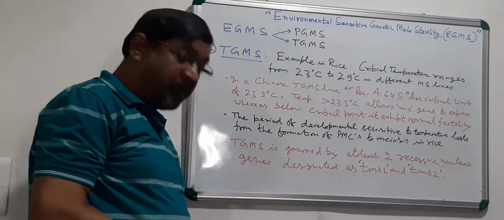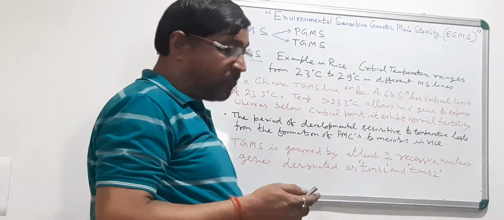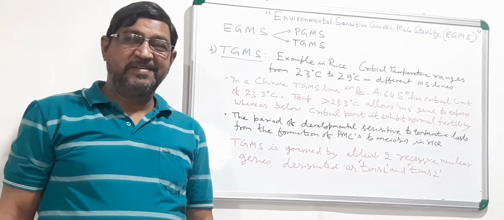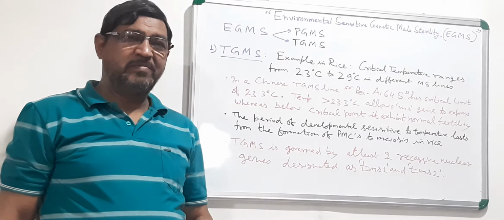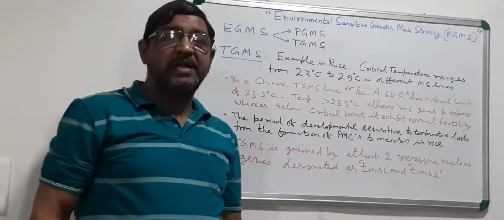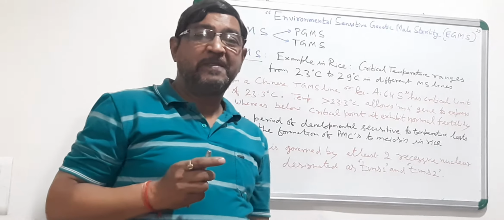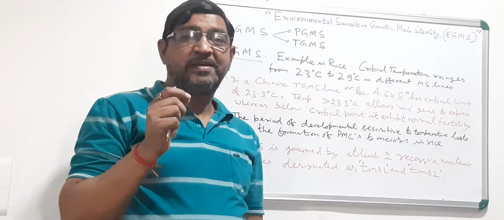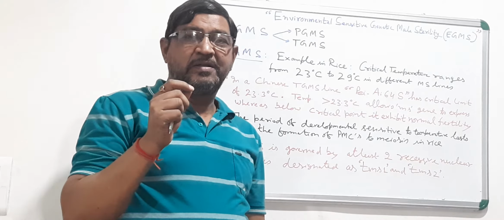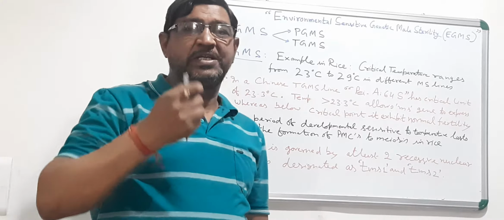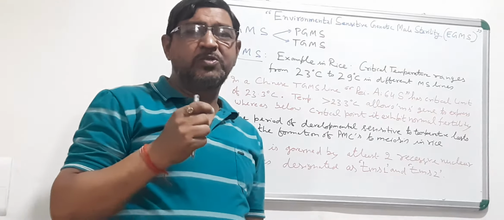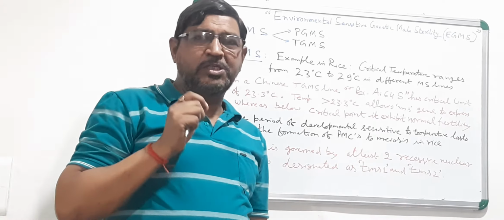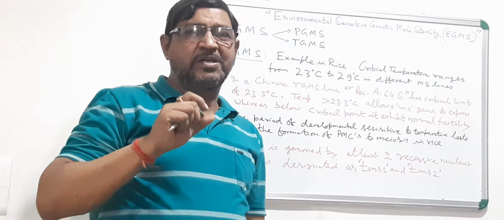Today I am going to deal with environmental sensitive genetic male sterility. You see, by its name, you can understand that this is a type of genetic male sterility. It means the nuclear MS gene, which is responsible for creating male sterility in plants, its expression is controlled by the environment.